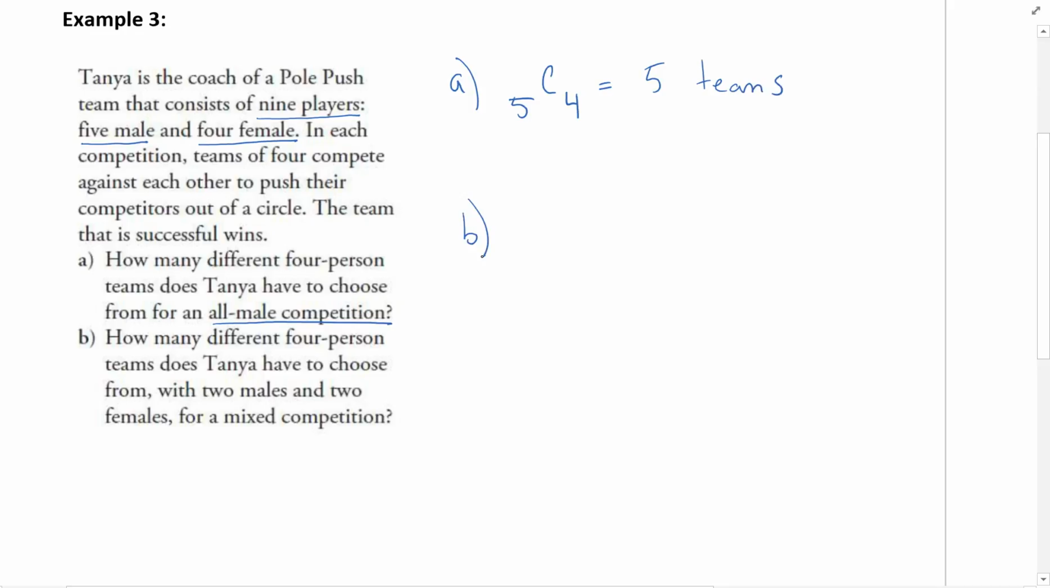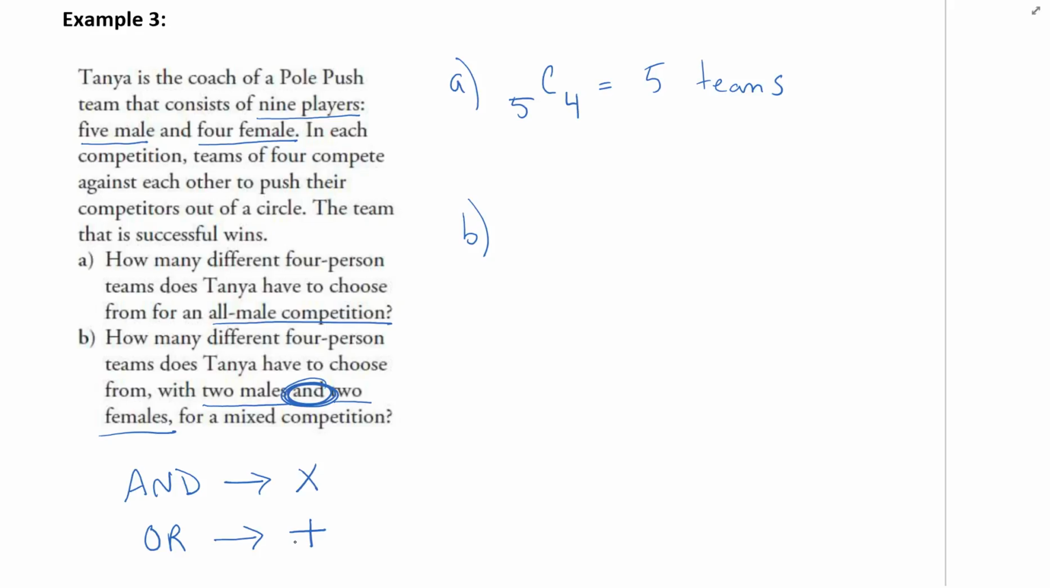For B, same type of question, but a little bit different. How many different 4-person teams, so it's again 4 people to a team, does Tanya have to choose from with 2 males and 2 females? And that word and, remember, and implies that we're going to multiply. If it was or, that implies that we need to add. Okay, so we want 2 and 2.